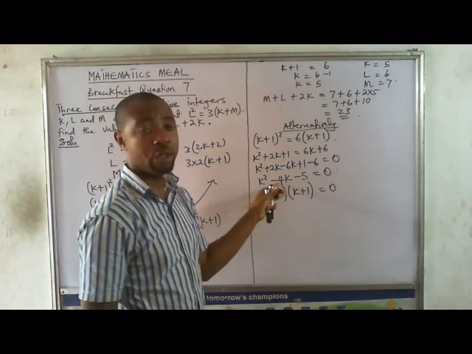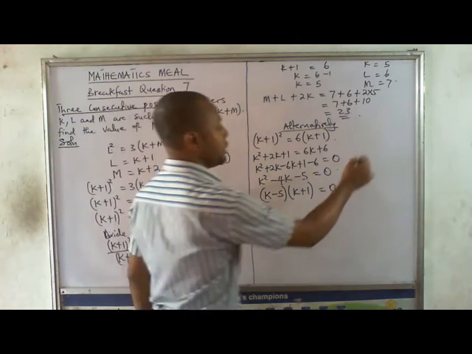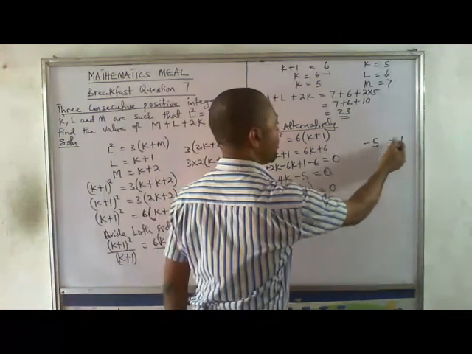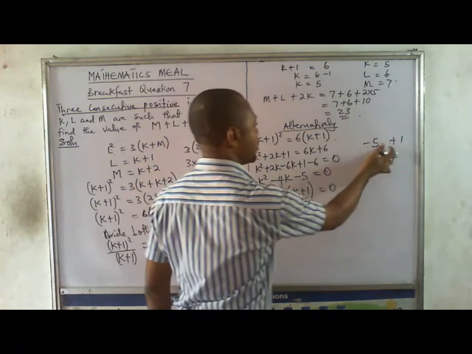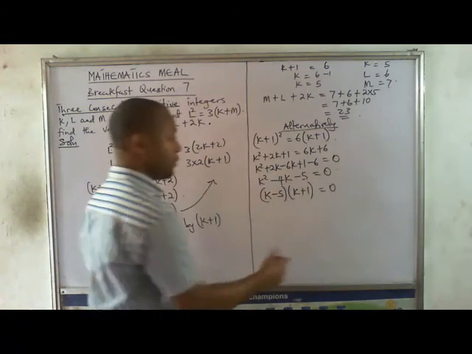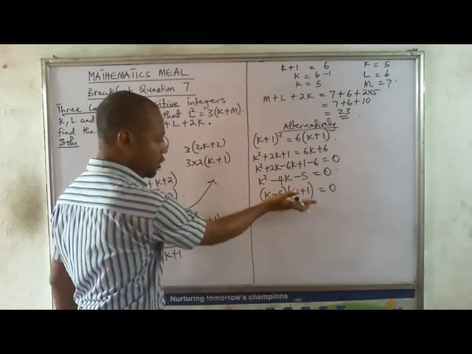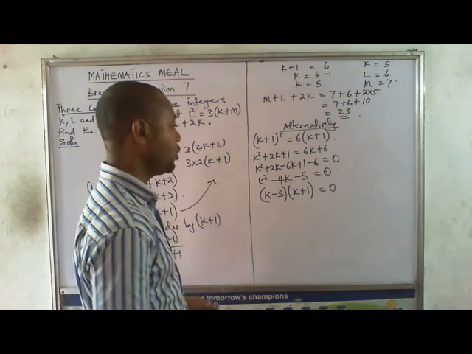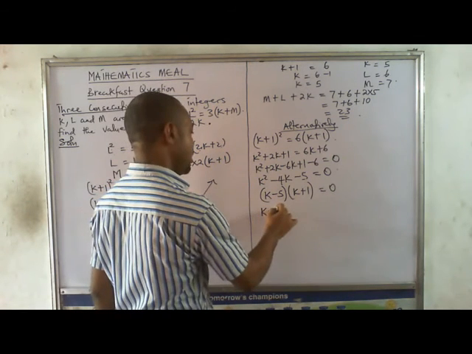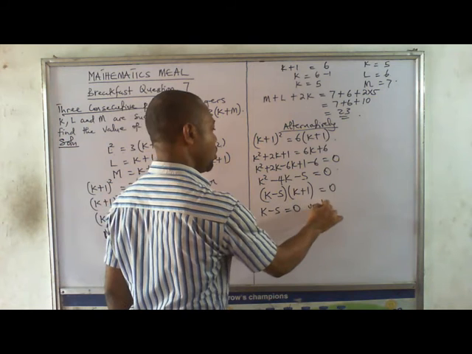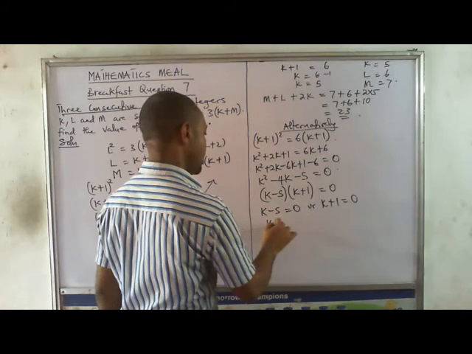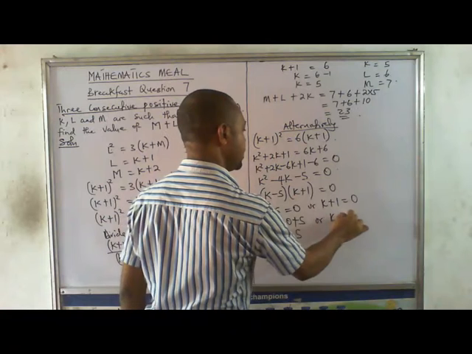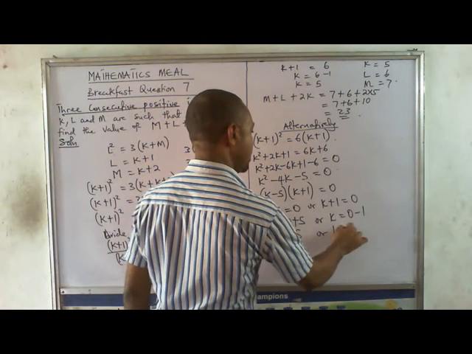Find two numbers whose product is the product of the first and the last term, and when you sum them, you get minus 4k. It's going to be minus 5 and plus 1, because minus 5 plus 1 will give me minus 4, and minus 5 times 1 will give us minus 5. You still remember how we solved that. If you cannot use factorization, you can also use completing the square method or general formula. So we have k minus 5 equals 0 or k plus 1 equals 0. So k is 5 or k is minus 1.